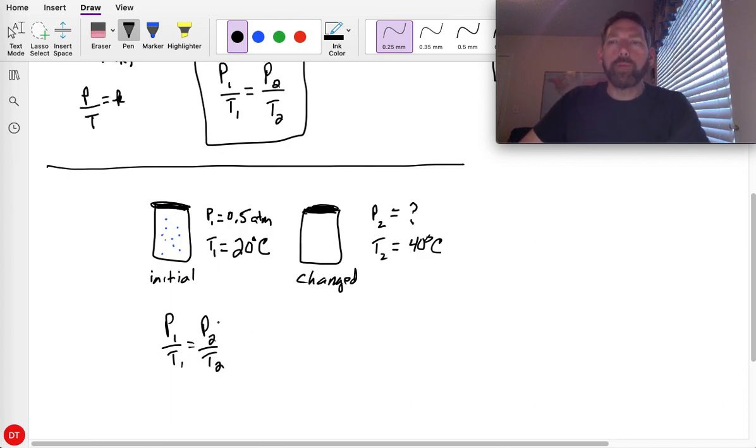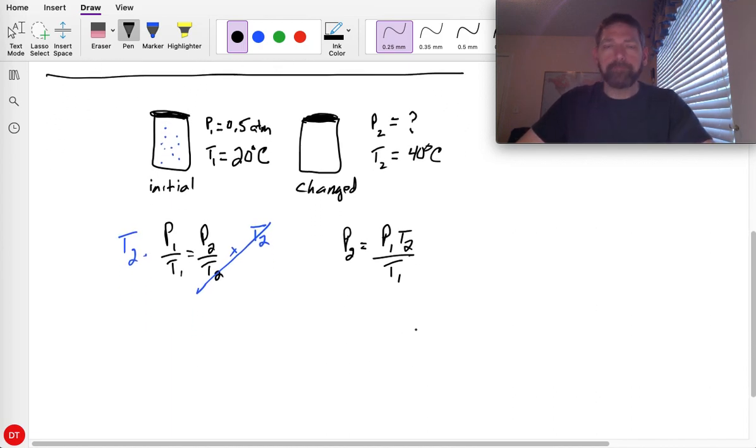So we're solving for P2. So make our math teachers proud, and we want to rearrange this equation to solve for the missing variable, right? And so now we get a new form of this equation, which is P2 equals P1 T2 over T1, okay?